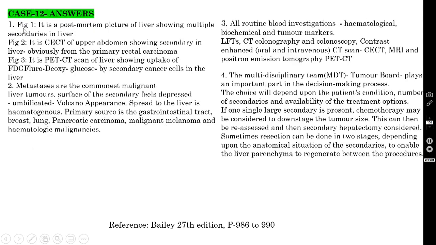Figure 1 is a post-mortem picture of the liver showing multiple secondaries in the liver. Figure 2 is showing CECT of the upper abdomen, showing secondaries in the liver, obviously from the primary rectal carcinoma. Figure 3 is a PET CT scan of the liver showing the uptake of fluorodeoxyglucose by secondary cancer cells in the liver.